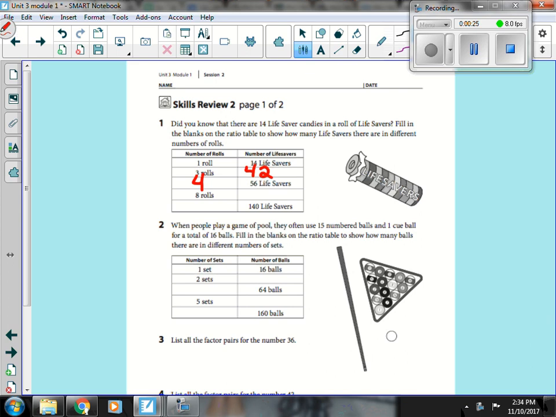Then I see 4 to 8 is doubling it, so I can double this. And 56 doubled is 112 lifesavers. And then 140 lifesavers is an extended fact, which would give me 10.